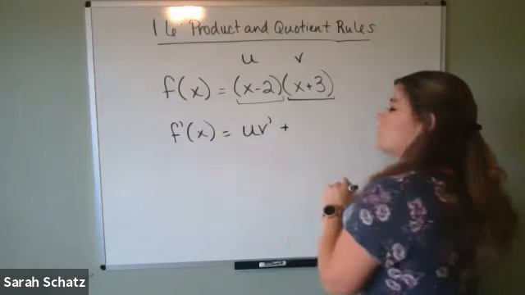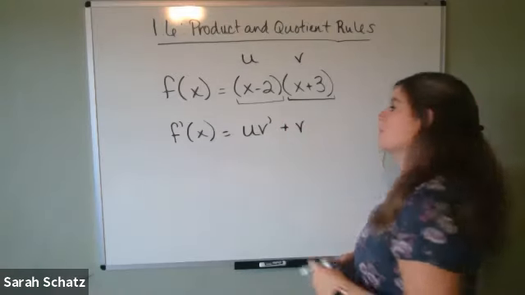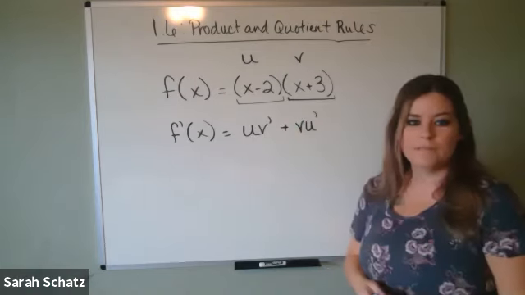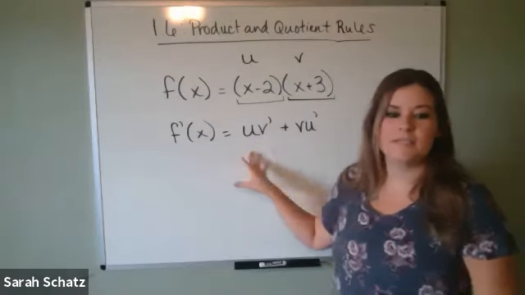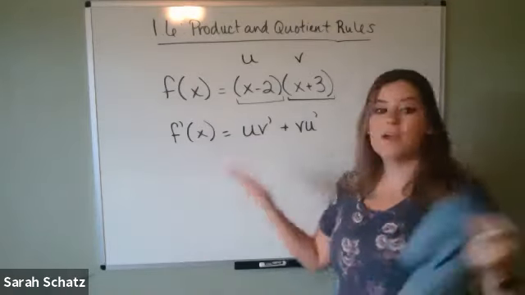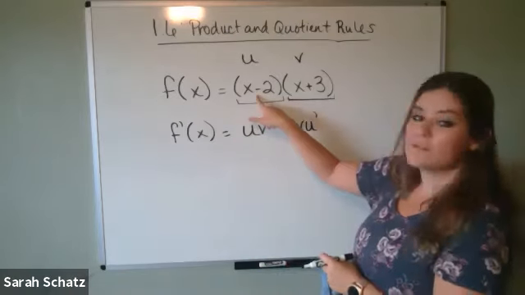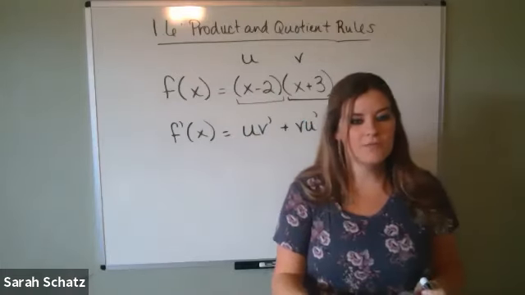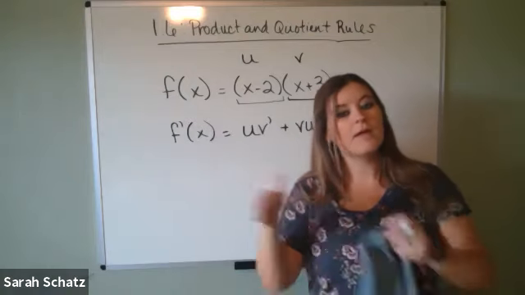And then you add that to taking the function V and multiplying it by the derivative of the function U. So basically, it gets really easy to use as you keep using it. We've got the original functions U and V. So this is original U, this is original V. And then we're going to take the derivative of each of those, and then we'll have the derivative of U and the derivative of V.